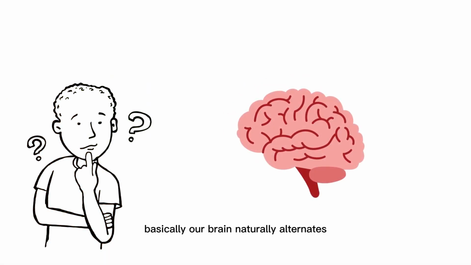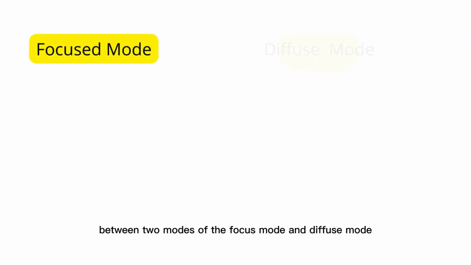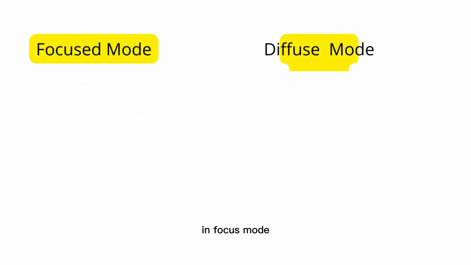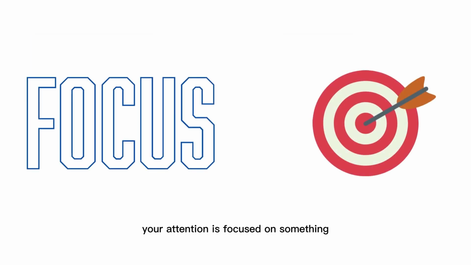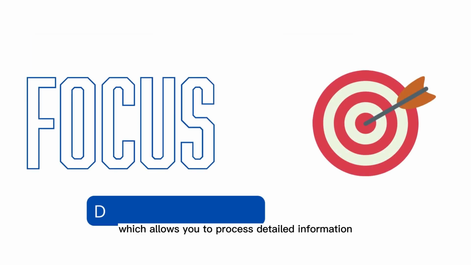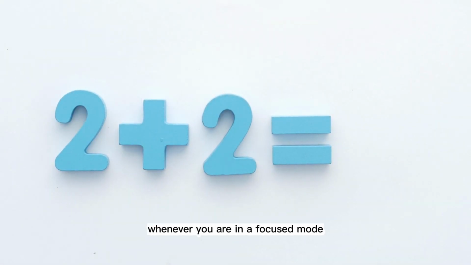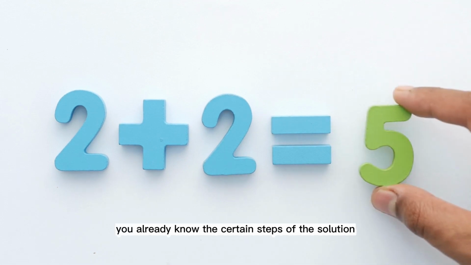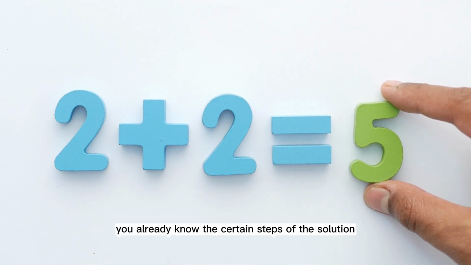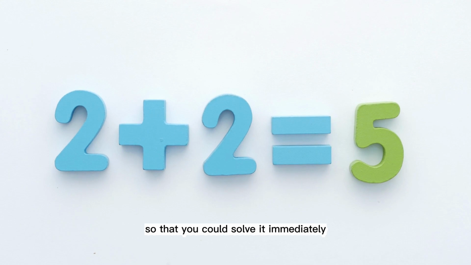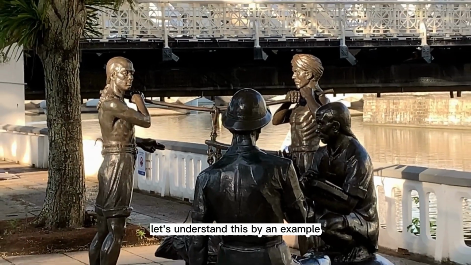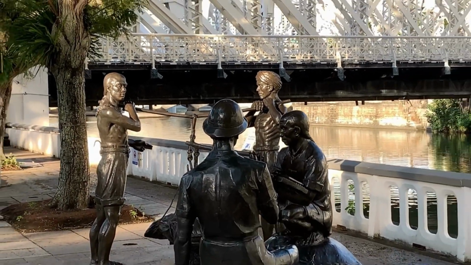Basically, our brain naturally alternates between two modes of thinking, the focus mode and diffuse mode. In focused mode, your attention is focused on something, which allows you to process detailed information. So what happens here is that whenever you are in a focused mode, you already know certain steps of the solution so that you could solve it immediately. Let's understand this by an example.